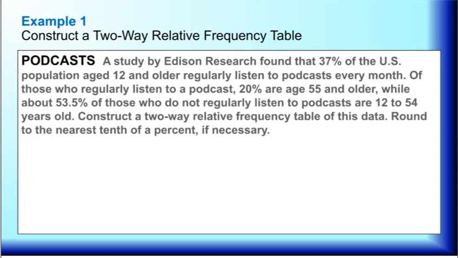So our first question. A study by Edison Research found that 37% of the U.S. population aged 12 and older regularly listen to podcasts every month. Of those who regularly listen to the podcast, 20% are aged 55 and older, while about 53.5% of those who do not regularly listen to podcasts are 12 to 54 years old. Construct a two-way relative frequency table of this data. Round to the nearest 1/10 of a percent if necessary.